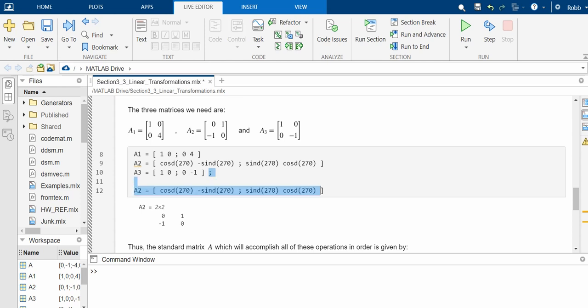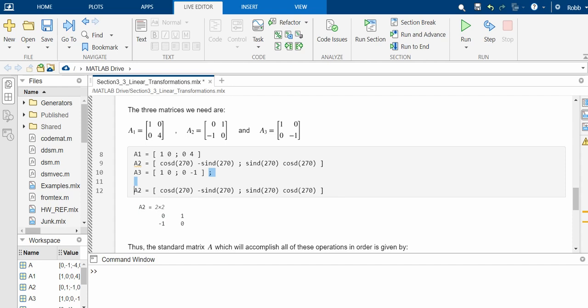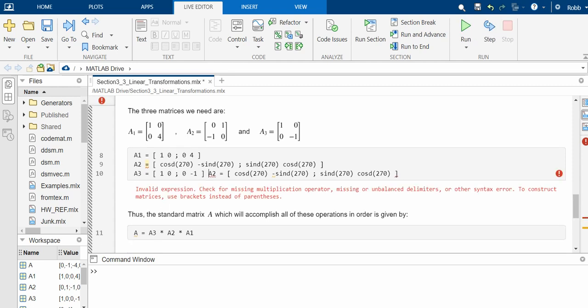If I take these semicolons off, you can see the individual matrices. Sorry, what is going on here? Oh, this has a problem. Okay, I think I have it right now. What was I trying to do?